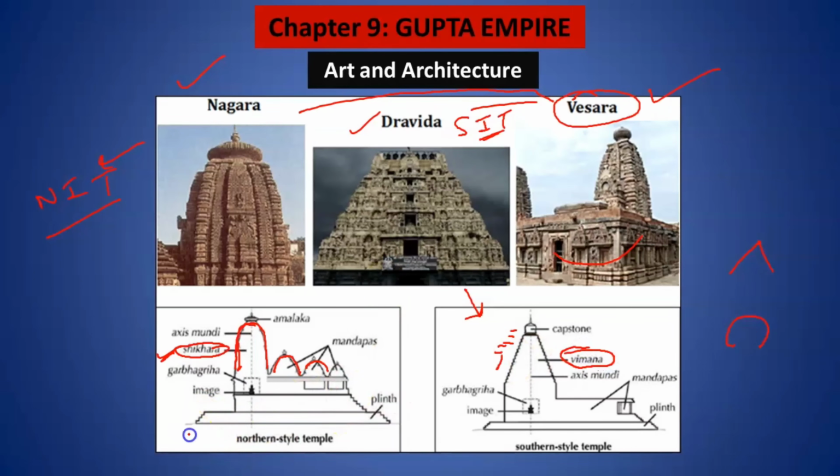Another important thing is that in North India, first a height or base is made. Over here, you can see this is the height or base above the plinth on which the temple is made. In South India, this is not prominent. Immediately above the plinth, you will see the temple. I hope this point is clear.